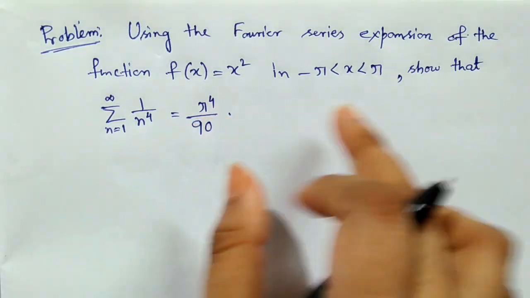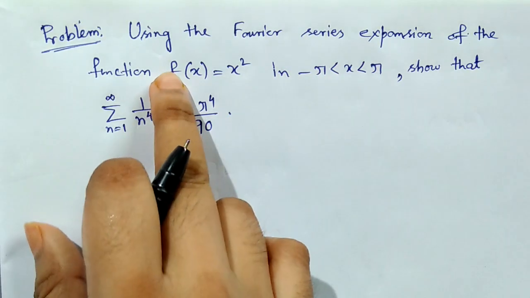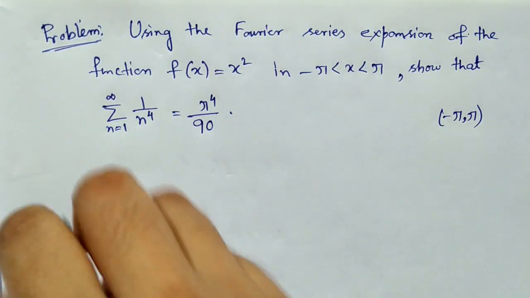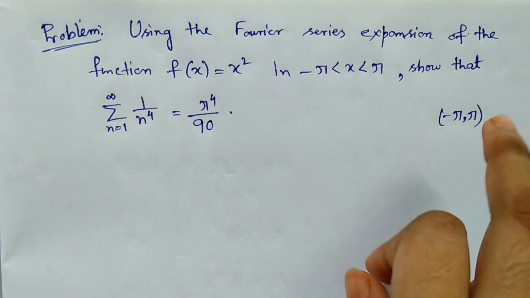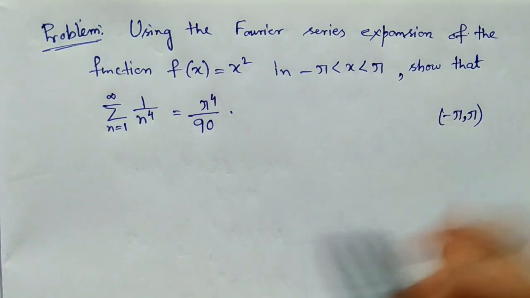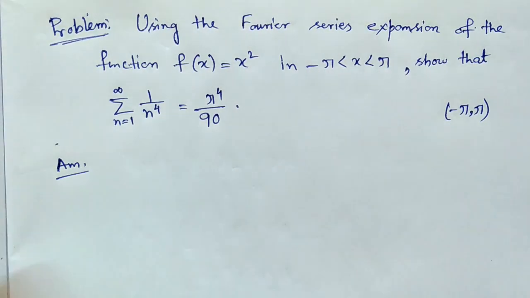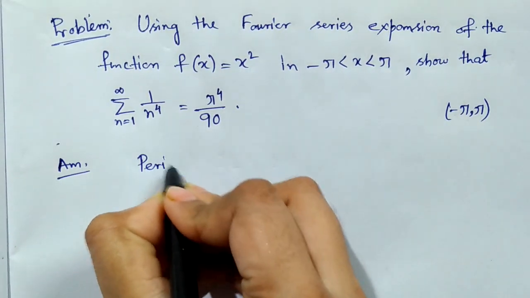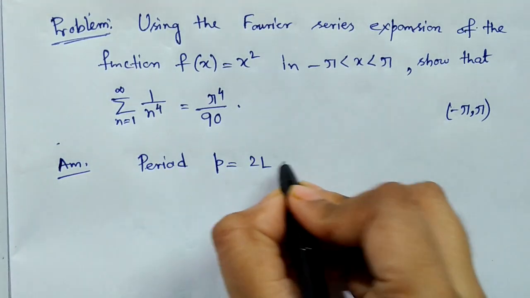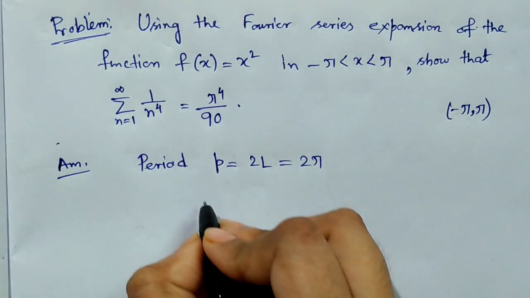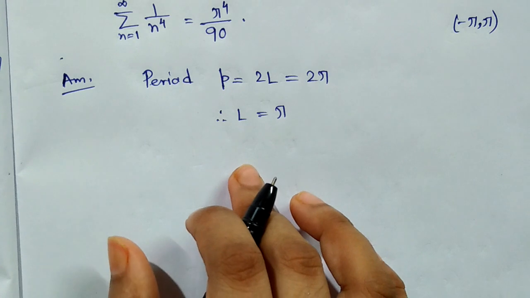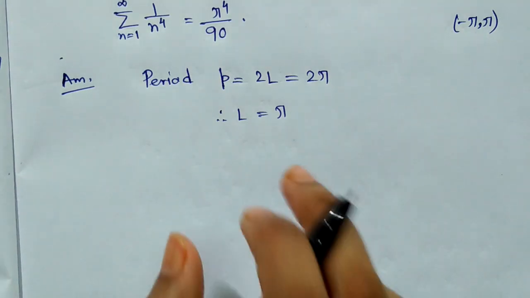At first see that this is the domain of this function. Clearly the length of this interval is 2 pi. So the period of this function, that is p, equal to 2L equal to 2 pi. Therefore L equal to pi. Now we are to calculate the values of a0, an and bn.